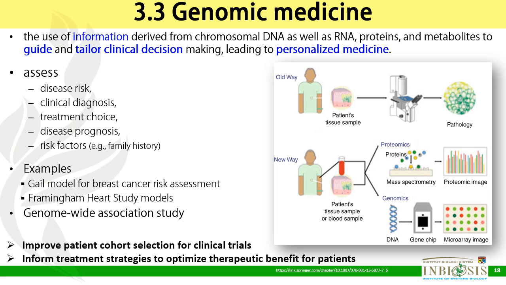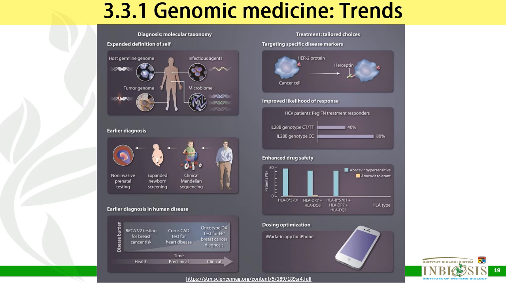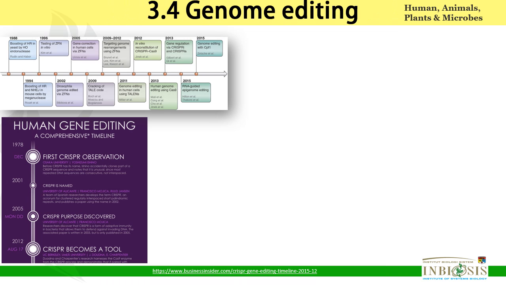This helps to improve patient cohort selection for clinical trials and also inform treatment strategy to optimize therapeutic benefit for patients. Some of the trends in genomic diagnosis and treatment include the expanded definition of self, not just your own genome, but also the microbiome, and so on. And earlier diagnosis through molecular testing. As for treatment, it can be more tailored to target specific disease markers with improved response and drug safety. Even the incorporation of dosing optimization using mobile app technology is possible.